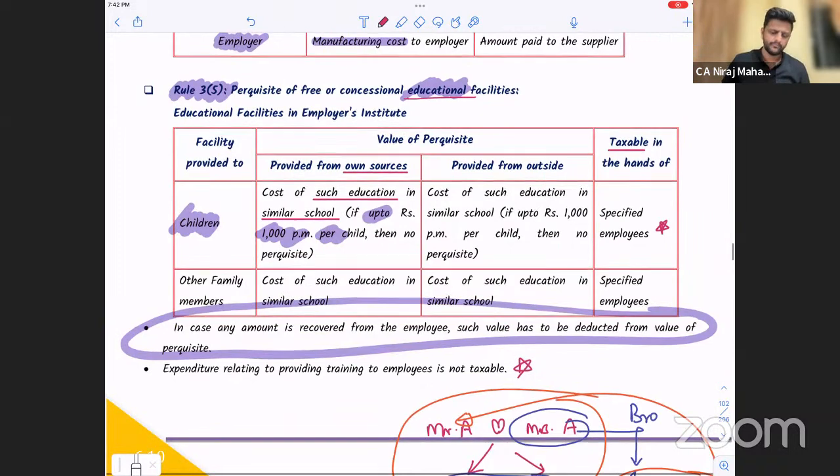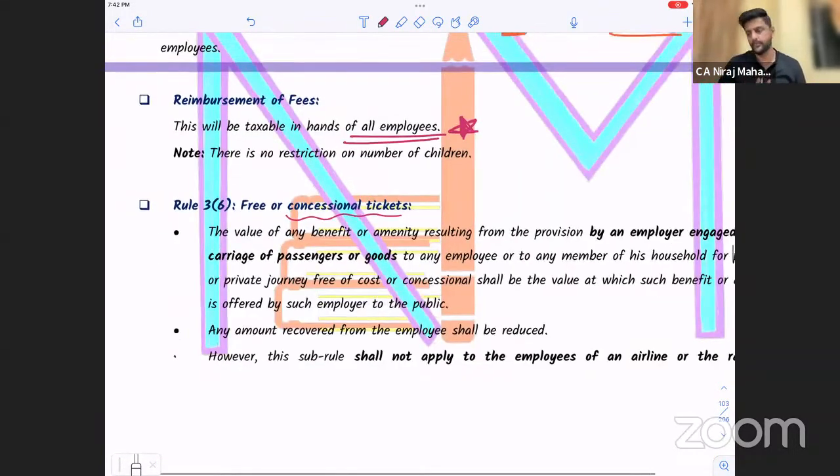Yes, clear. But if the fees are reimbursed, the third category I told you, the third method of sponsoring employees' education, in that case, bacho, is what? Fully taxable in the hands of that also all employees.